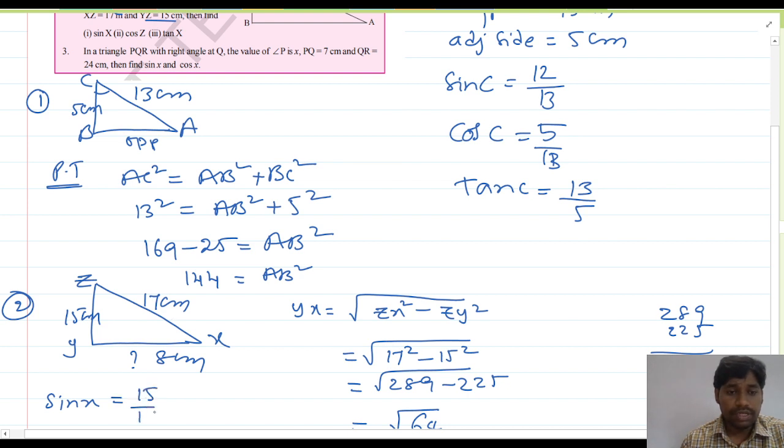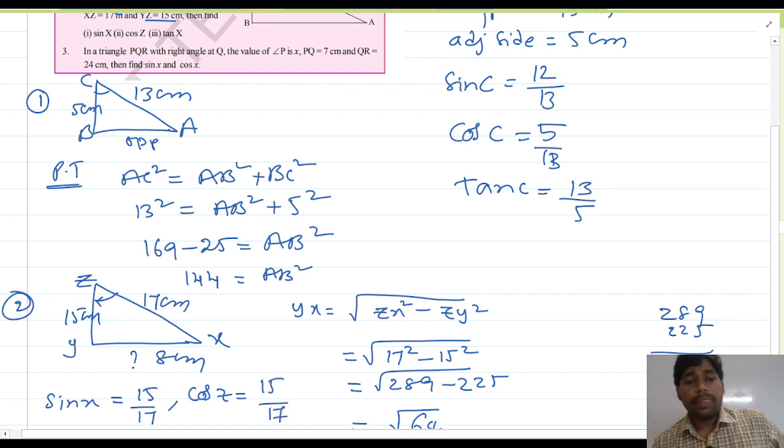So 15 by 17. Next, cos Z. See, adjacent for the Z angle is 15. So cos Z is 15 upon 17. As we know, X and Z are complementary, so sin X and cos Z should be equal. We already made this in the previous concept, we concluded this part.